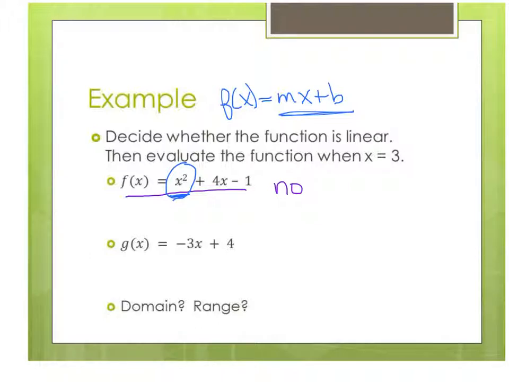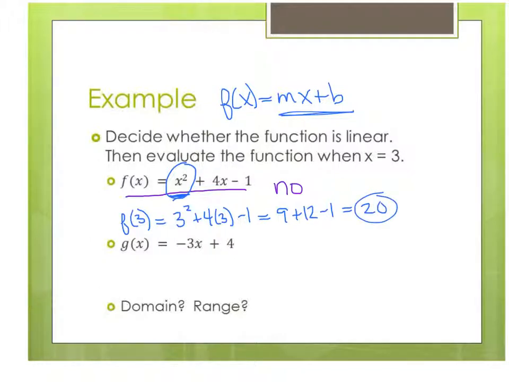But we can still evaluate it for 3. So to evaluate it, we're going to call this f of 3, and that means we're going to do 3 squared plus 4 times 3 minus 1, which is 9 plus 12 minus 1. 9 plus 12 is 21, minus 1 is 20. Notice I didn't do anything really with that 3, but the 3 told me what to put in for x, and thus I put that in for x.